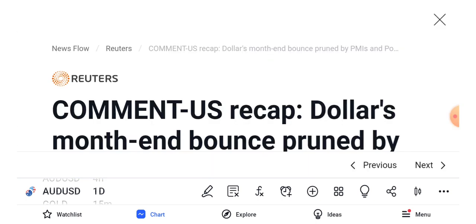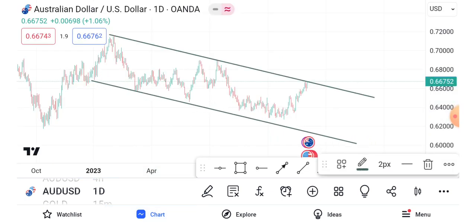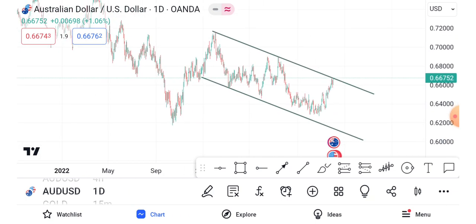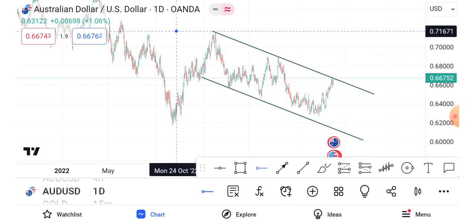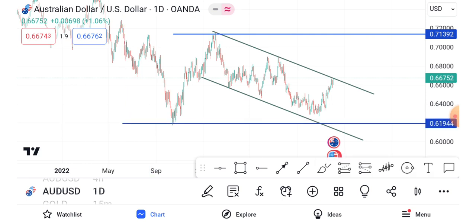Sorry guys, I'm using a mobile phone. Yes, this is the second touch. Now let's identify our highs and lows of the day. This is our high of the day, and this is our low of the day.